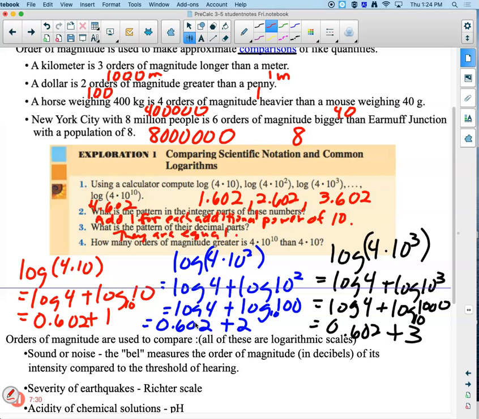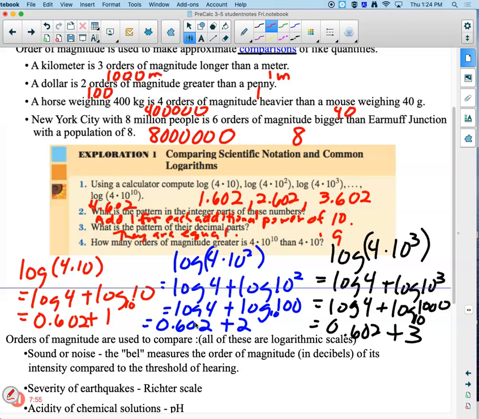4 says, how many orders of magnitude greater is 4 times 10 to the 10th than 4 times 10? Well, this has 10. And 10 to the 10th, we think about the fact that the powers go from 1 to 10. That's an increase of 9. And so that means it's going to be 9 orders of magnitude greater.